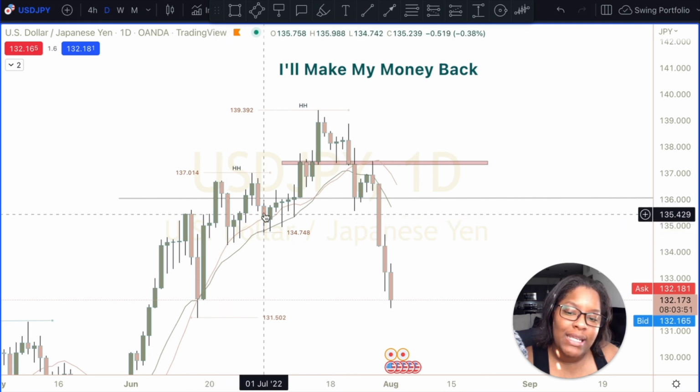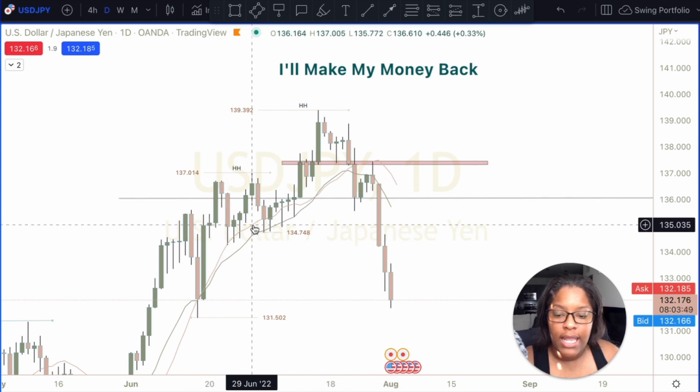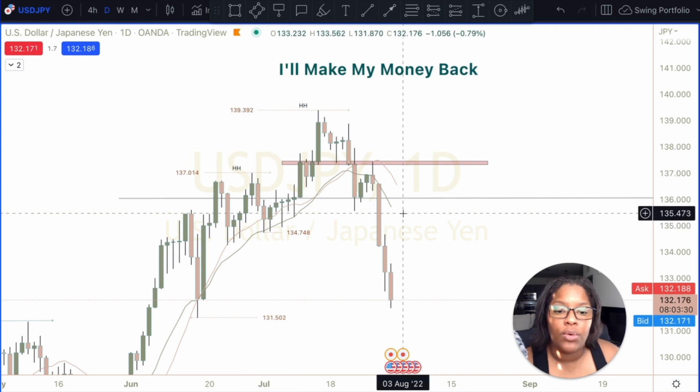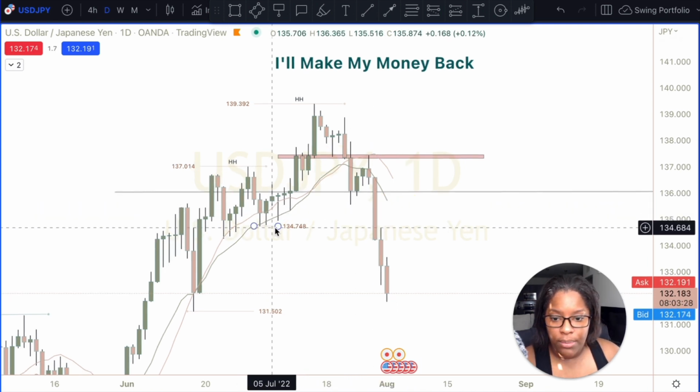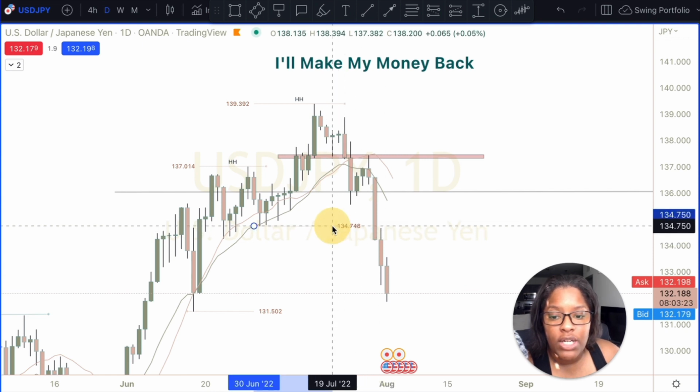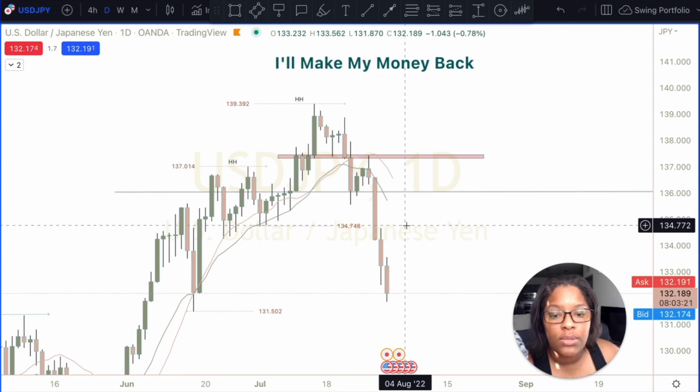But I'm not too heartfelt, because I did take some really nice winners back here in June and July, the end of June and the beginning of July. I took some really great trades. So like I said, I'm not too heartfelt. Losses are just a part of this game, but I like to use a loss as an opportunity to trade the opposite direction. So the reversal came when price passed 134.748.